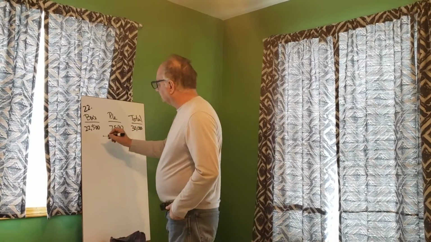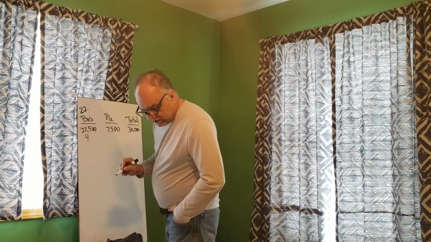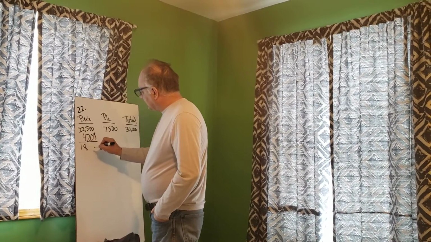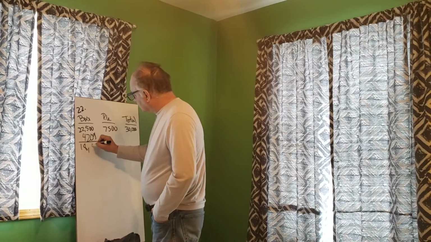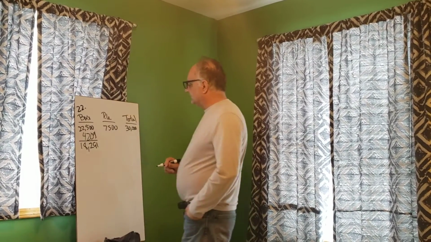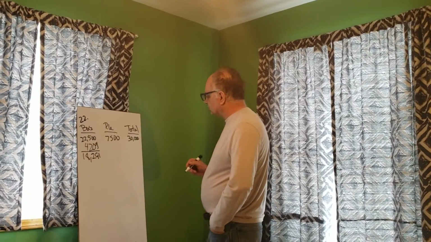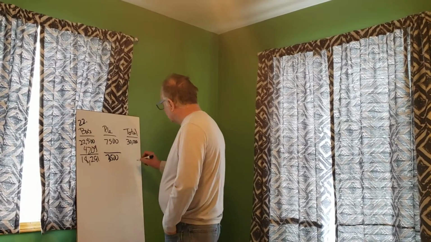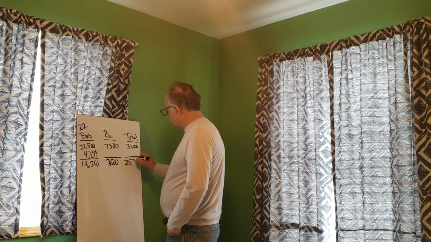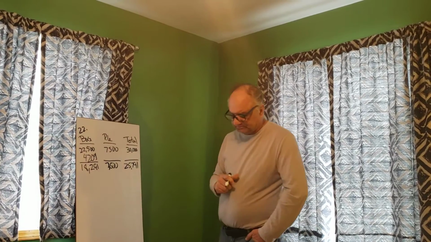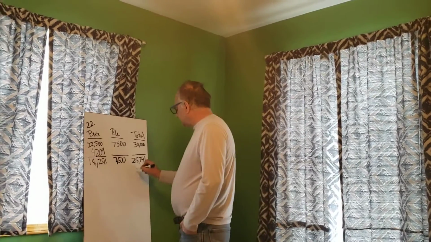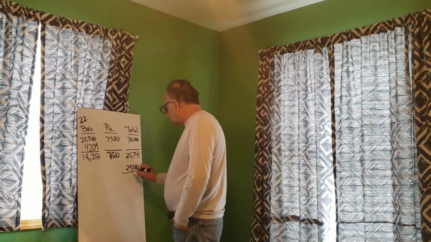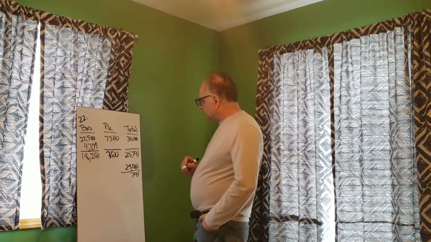Here we have depreciation taken of $4,209, giving us $18,291 of the business use basis. We have the personal use portion of $7,500, and this gives us a total then of $25,791. Now, if we sell this asset for $25,000, we actually have lost $791.